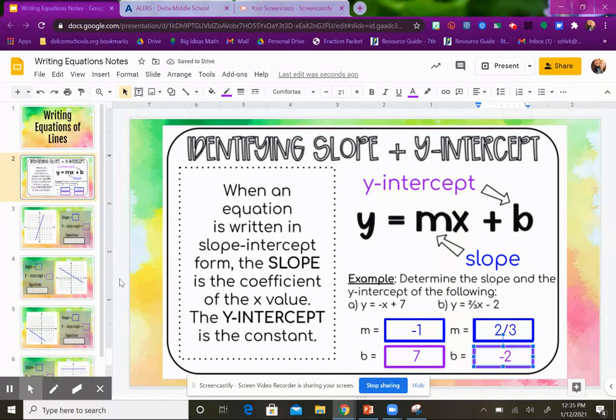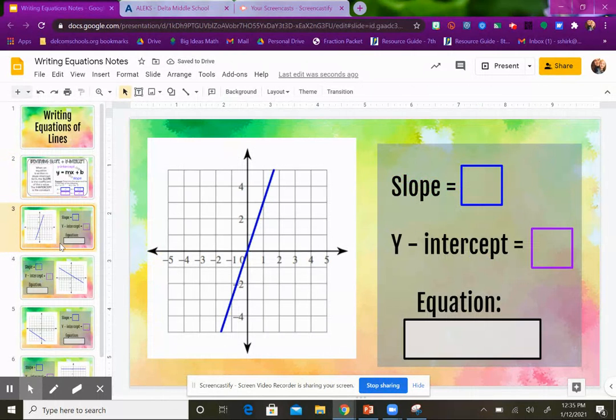All you do for these. So what I have on the next 4 slides is I've given you a graph, and you have to determine what the y-intercept is, what the slope is, and then put it in that equation form. So firstly, I like to start with the y-intercept. Where does it cross the y-axis? This point is 0.